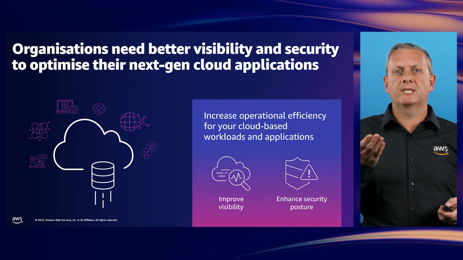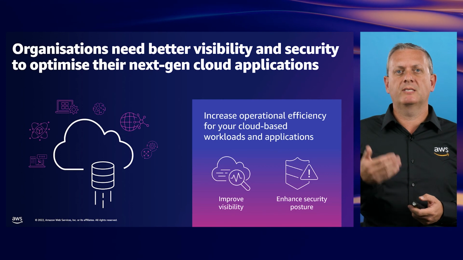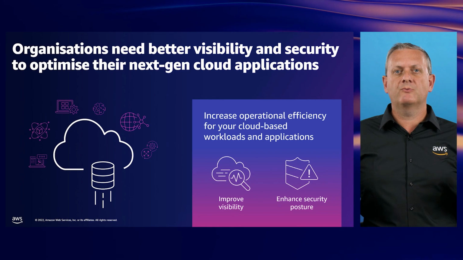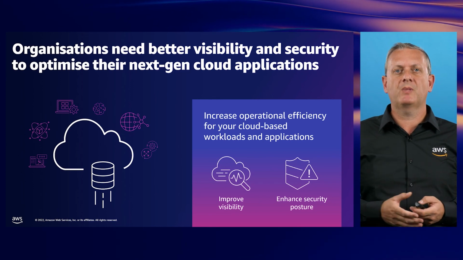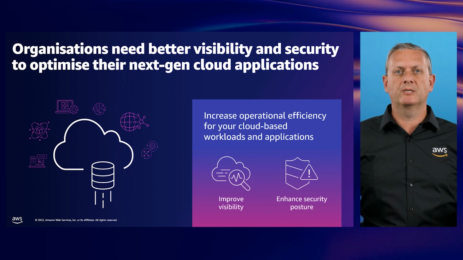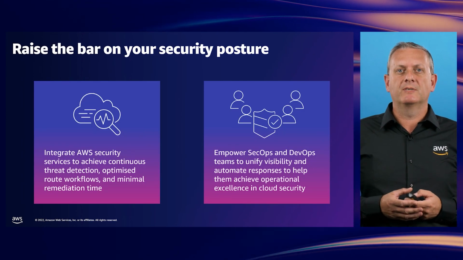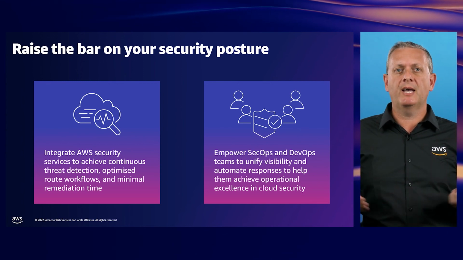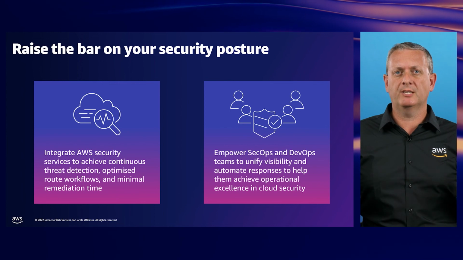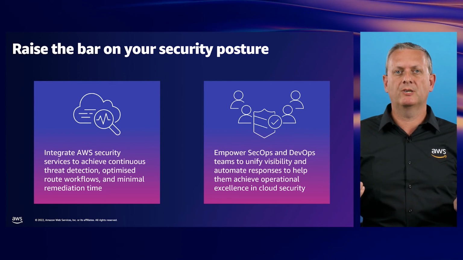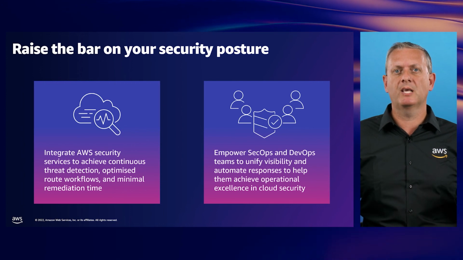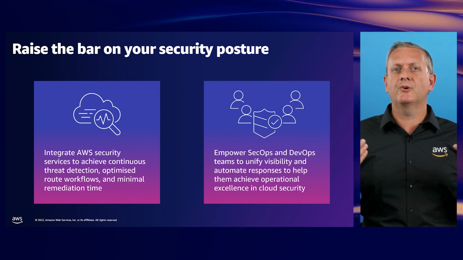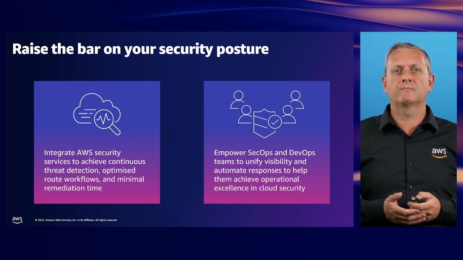As your organisation develops next-gen cloud-native applications and modernises existing workloads by migrating to the cloud, you will need to gain visibility and security that integrates within your workflows to maintain a high bar on your AWS security posture with operational efficiency. Learn how native AWS security services can help you raise your security posture with operational excellence. You can integrate foundational AWS security services to achieve continuous threat detection, route workflow, and minimise remediation time. Your SecOps and DevOps teams can unify visibility and automate responses to help them achieve operational excellence in securing cloud environments and cloud-native applications.